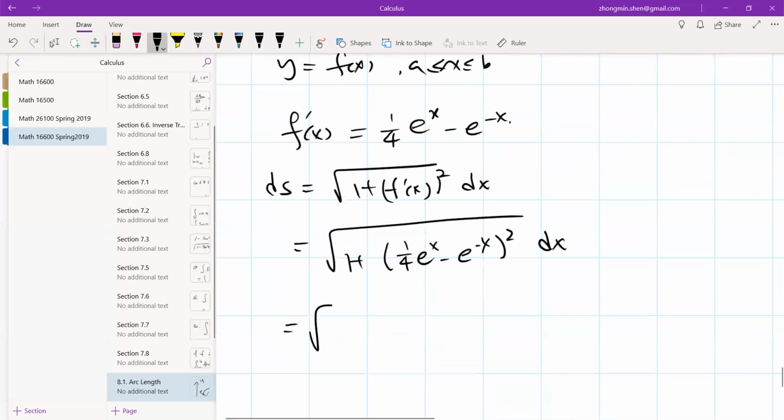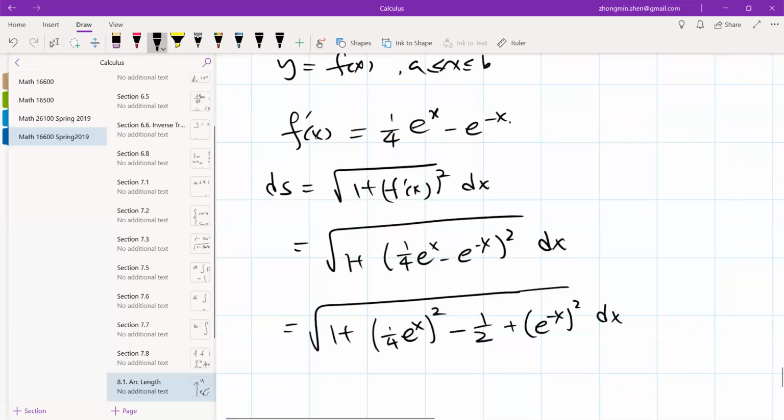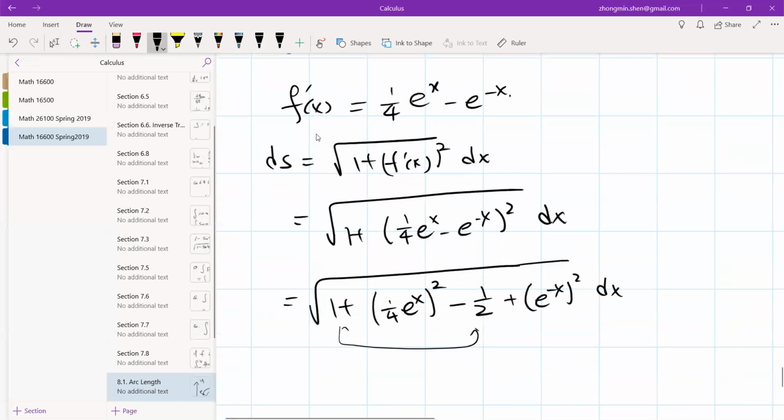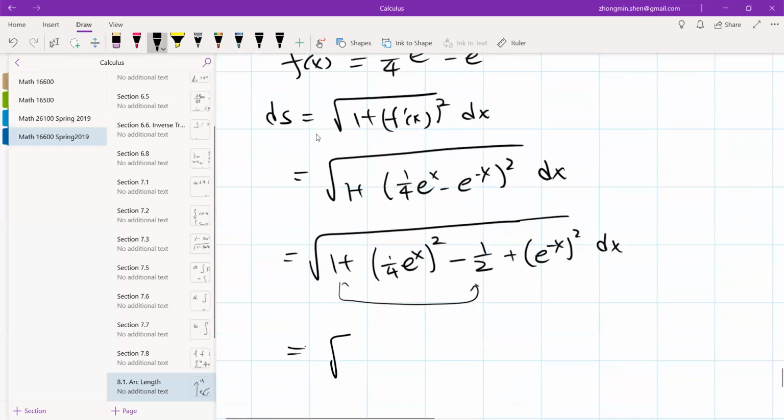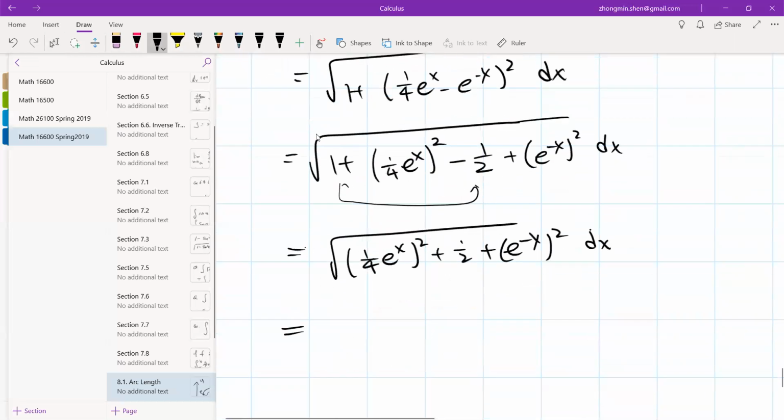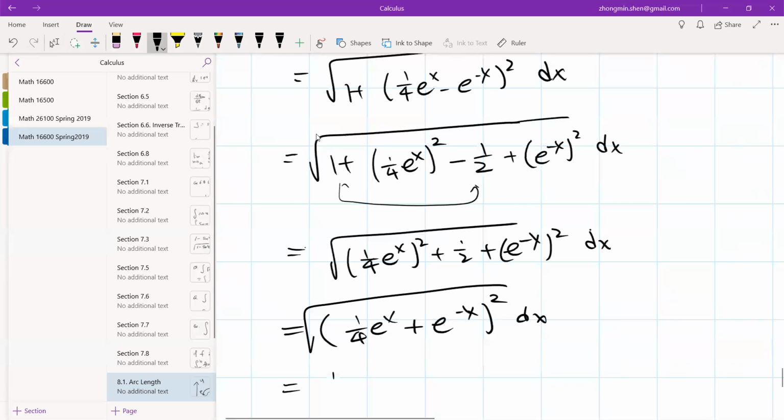Okay. So you will get 1 plus, I'm not using 16, just use a quarter. Okay. So when I multiply this out, it's just 1 half, and plus e to the negative x squared dx. If you write this way, see, 1 and the negative 1 half becomes positive 1 half. So finally, you will get, right, because inside it's just a square. You can put a square here.